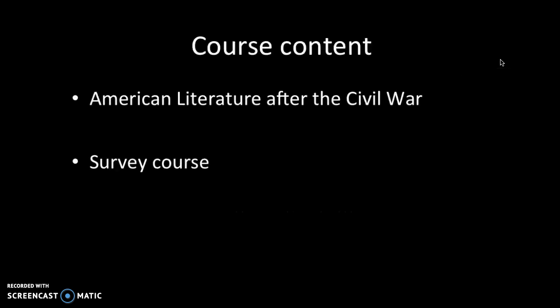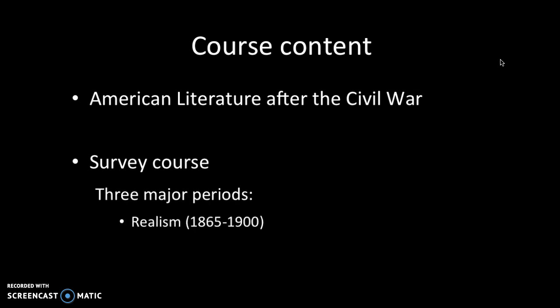As you know from reading the course description, this is a course in American literature after the Civil War, which means that we'll start in about 1865 or so. This is a survey course, which means that we cover a broad amount of material in a relatively short time, and it's meant to give you a broad overview of a lot of literature.